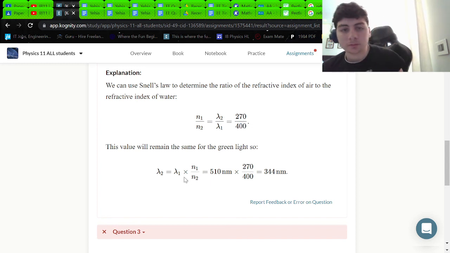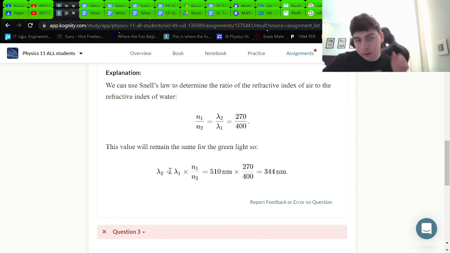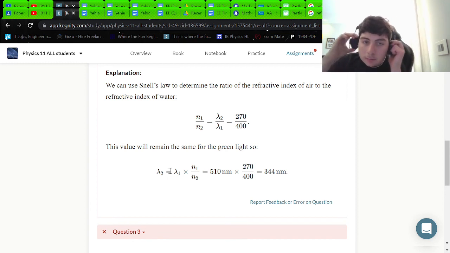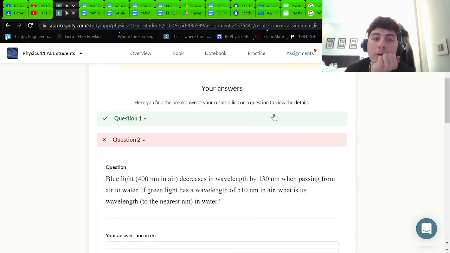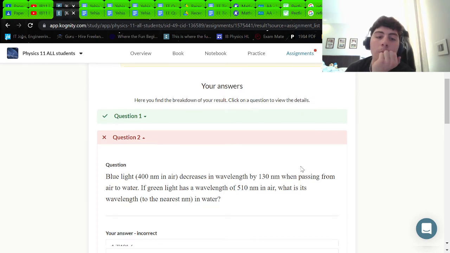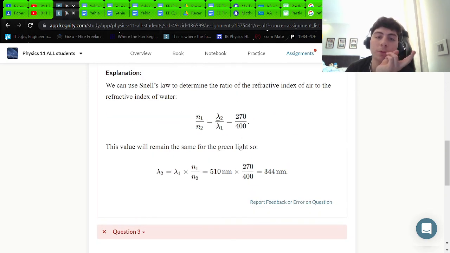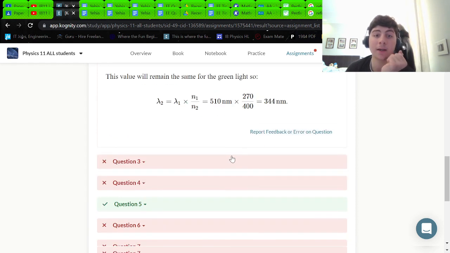How do you get 270? That's my question. Where do you get the 270 from? Oh, 400 minus 130 is 270. So 270, so lambda 2 over lambda 1, refractive angle. So you got that over that, right? It means lambda 2 can be lambda 1 times... Yeah. I get it now.